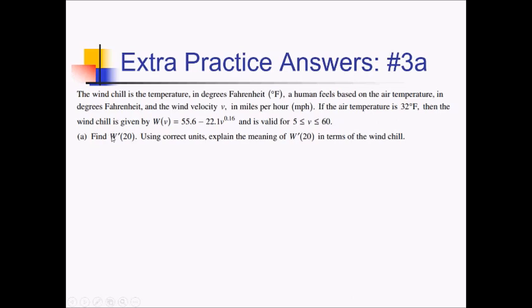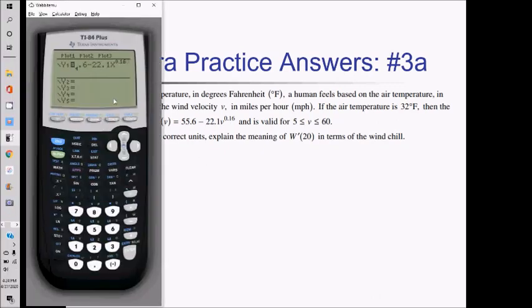So part A, we want to find w prime of 20 and then explain what that means in terms of the wind chill. We can do this on the calculator. This is a calculator problem. Let me start by entering the original function here in my calculator. So I've entered this w of v function in my y equals, and I'm using x instead of v because x is the input my calculator understands.